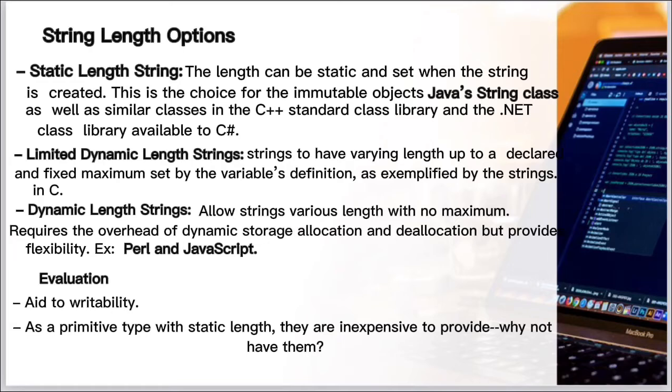Next is limited dynamic length strings, which allow strings to have varying length up to a declared and fixed maximum set by the variable's definition, as exemplified by the strings in C++. Next is dynamic length strings, which allow strings of varying length with no maximum. This requires the overhead of dynamic storage allocation and deallocation but provides flexibility. Examples: Perl and JavaScript.